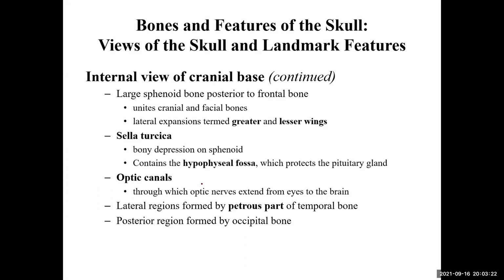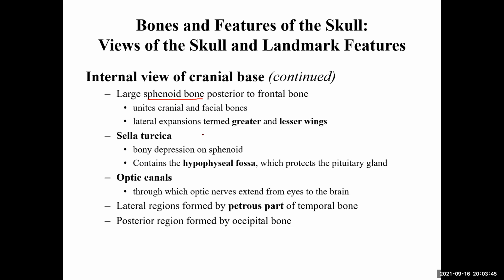So again, when we're looking at the internal structures of the cranial base, you have your sphenoid bone sitting just behind the frontal bone. And this is where we're going to see these wing-like structures, if you think of a bat or a butterfly. And it's interesting because the greater wings are lower than the lesser wings. You'd think it'd be the other way around, but that's not the case.